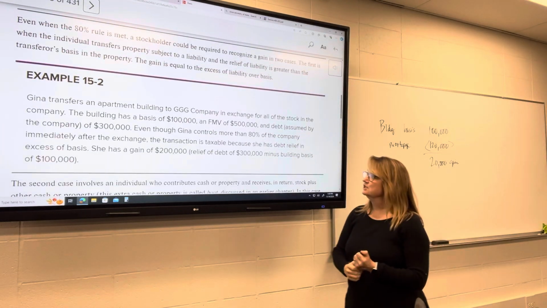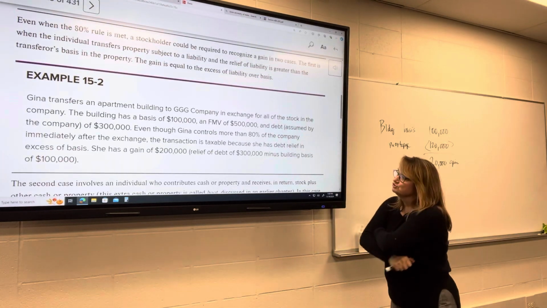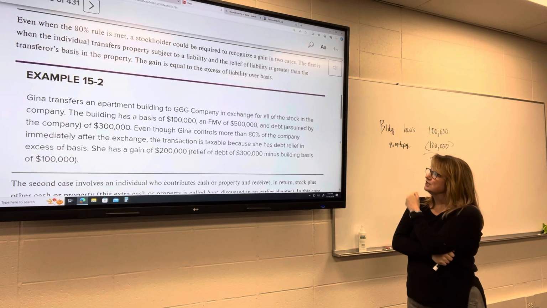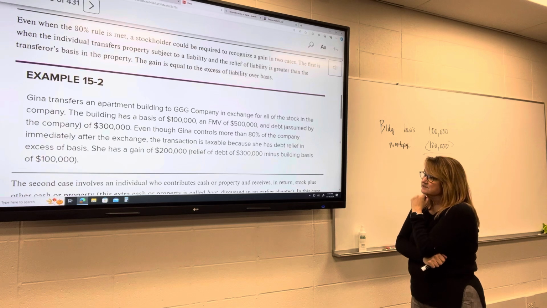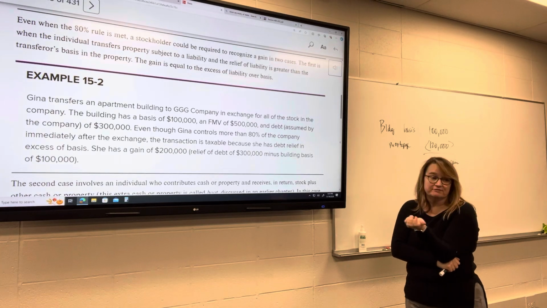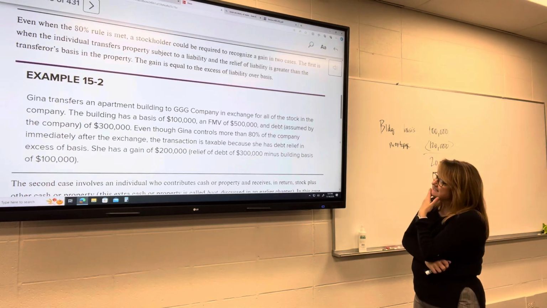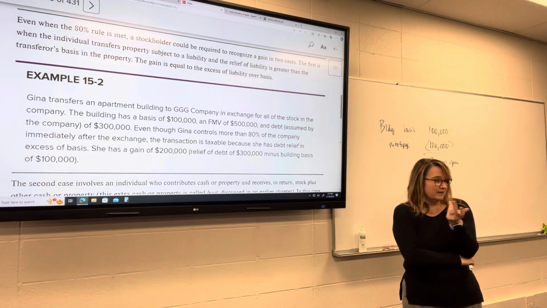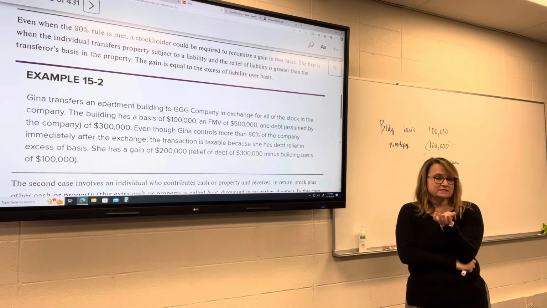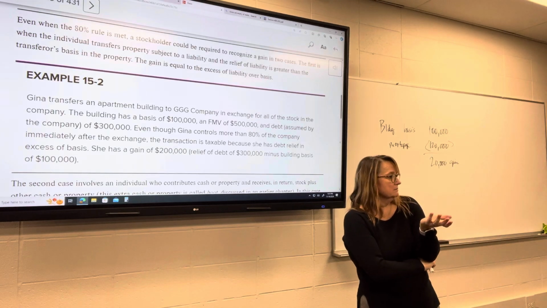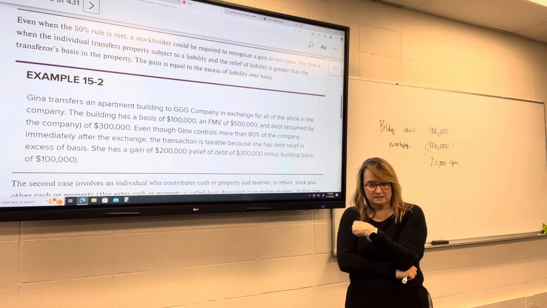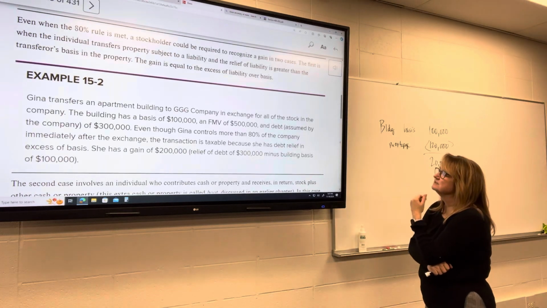Another example here, Gina. She's transferring an apartment building in exchange for all of the stock in a company. The building has a basis of $100,000, a fair market value of $500,000, and debt of $300,000. So obviously at some point she took out an additional loan on the building in order to get some cash out of it because it had increased in value.